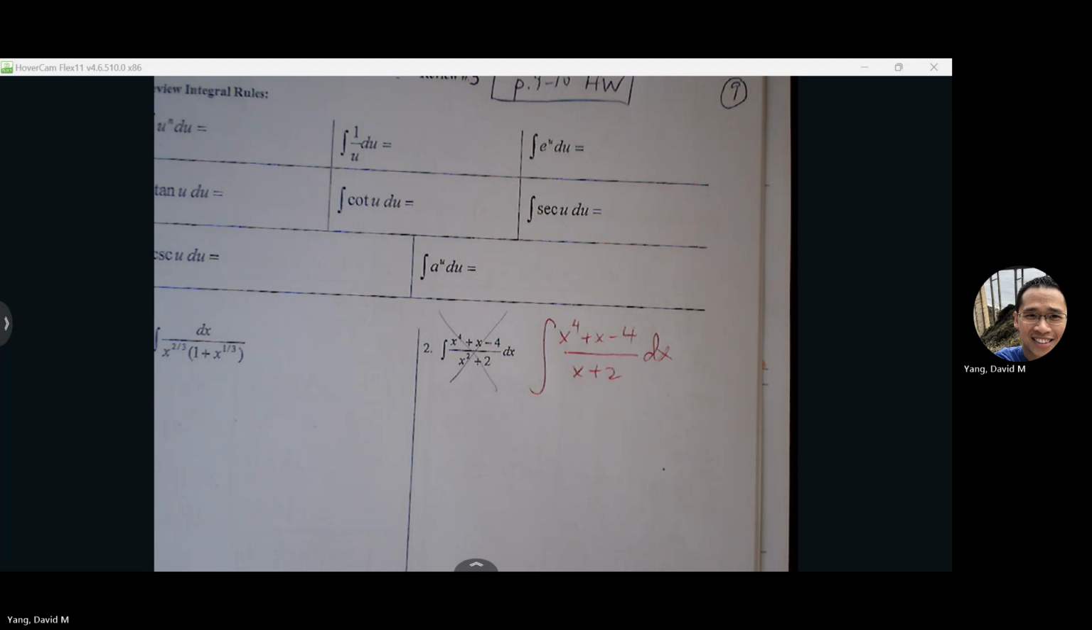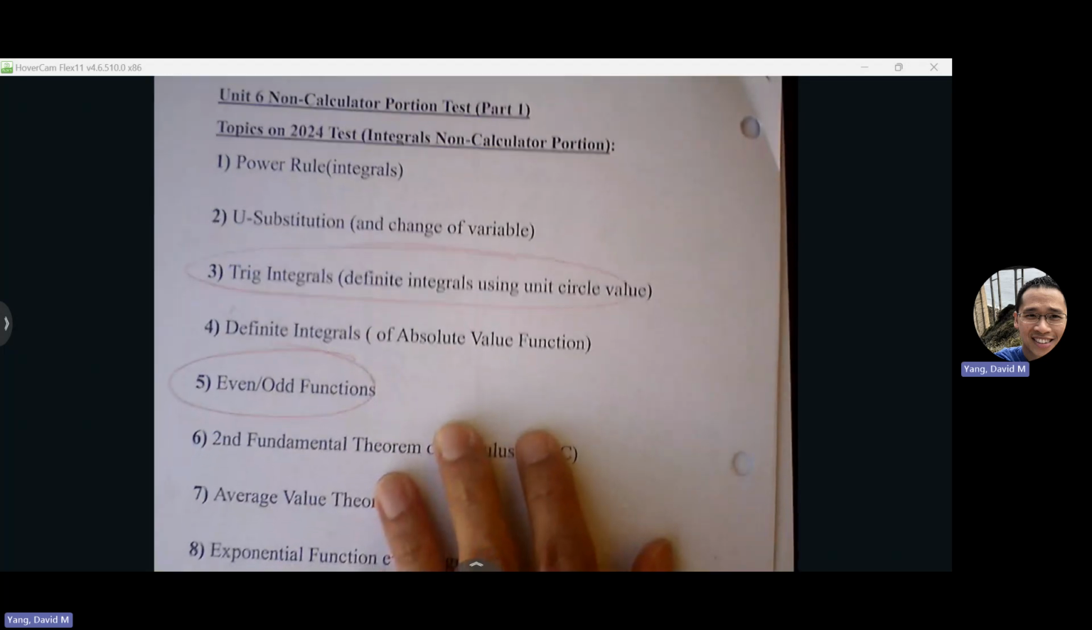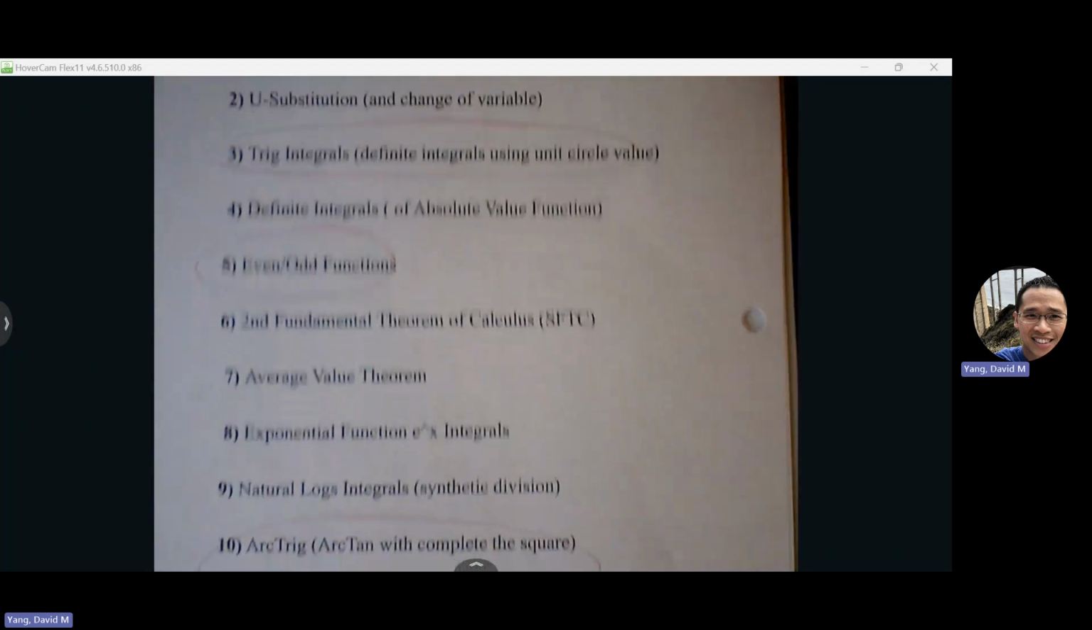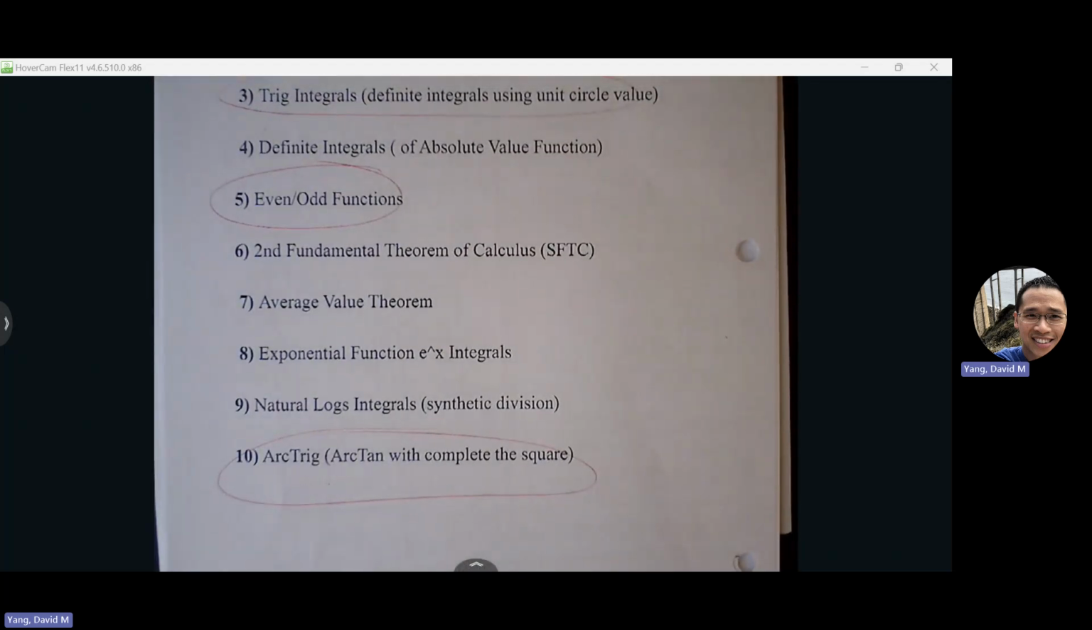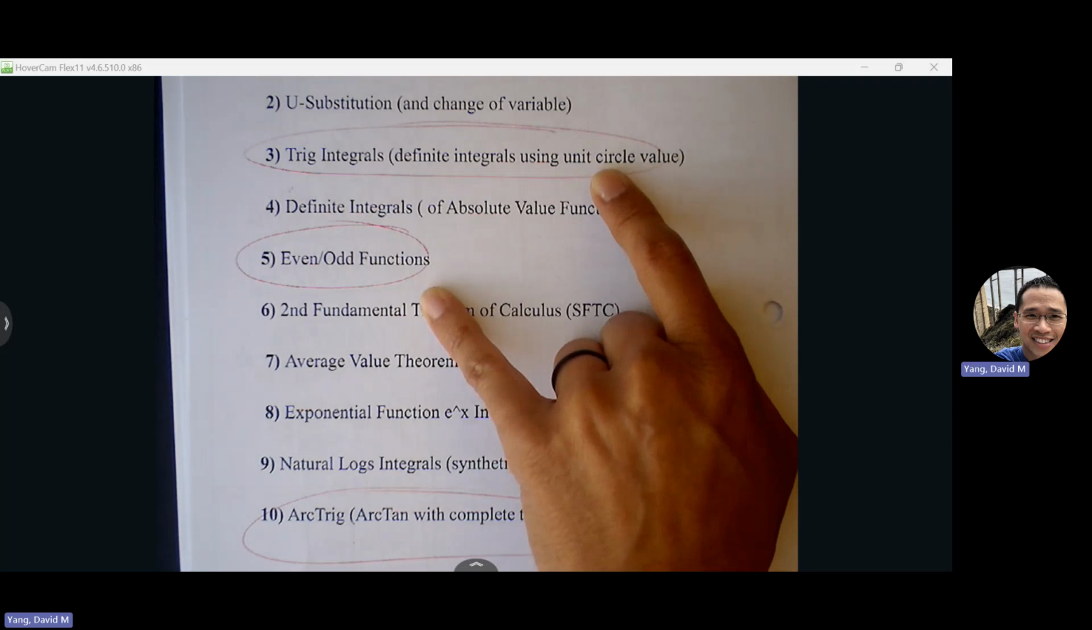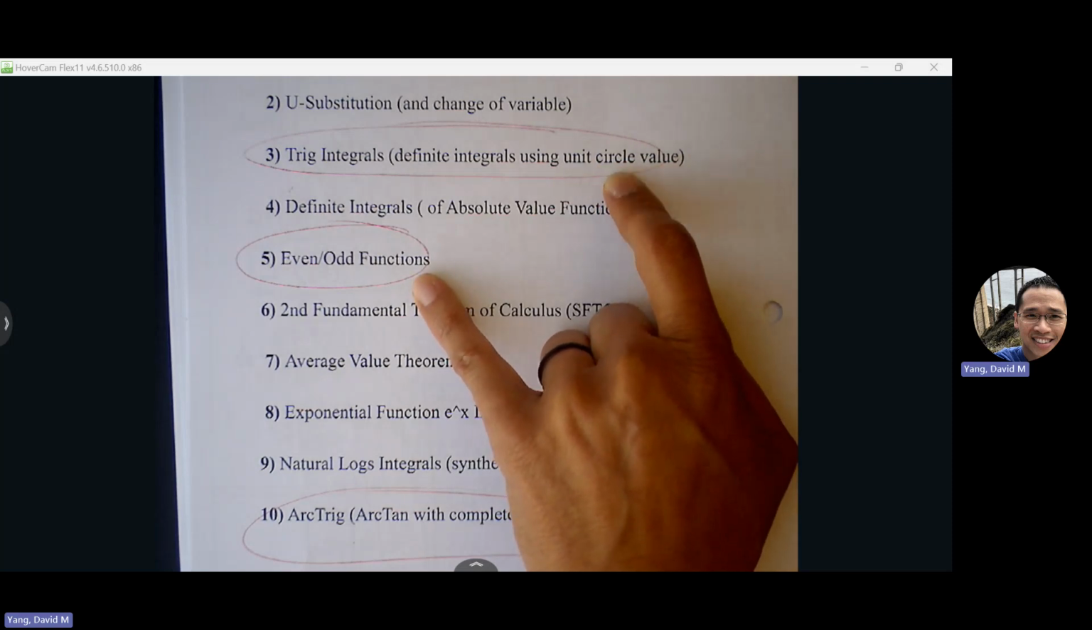Did you guys all pick up the additional handout today? This additional handout just has some specific problems or types of problems that I want us to be able to do. It especially has the trig integrals, definite integrals involving unit circle values, as well as even and odd functions.